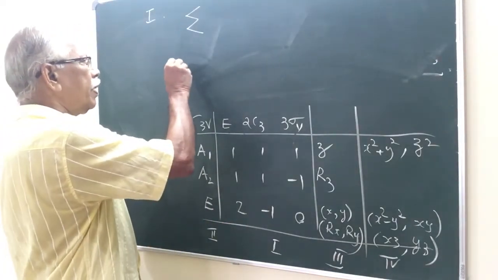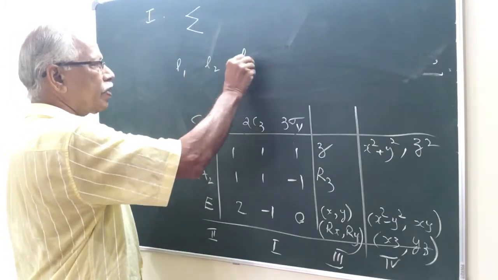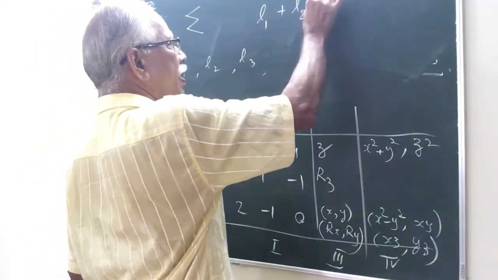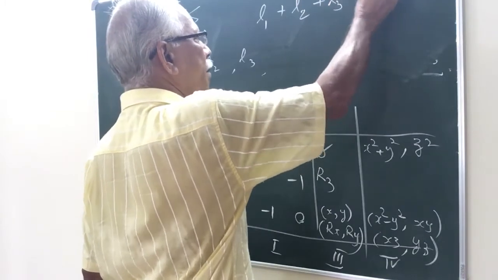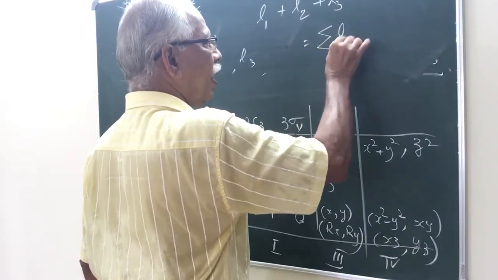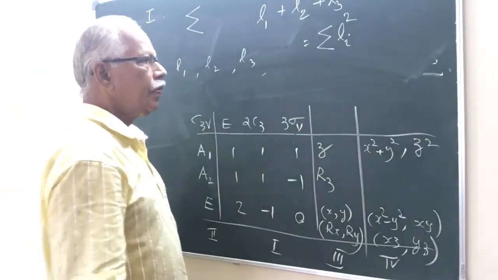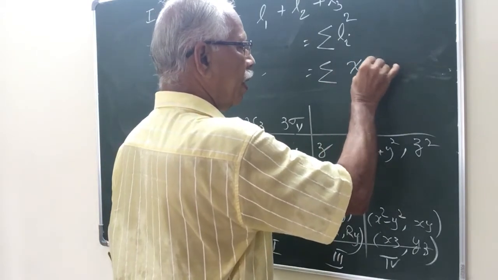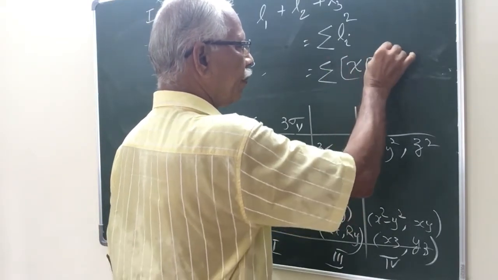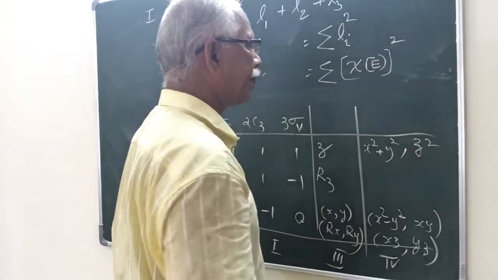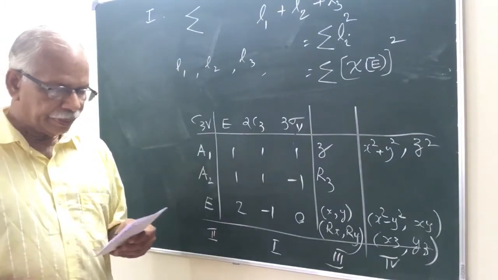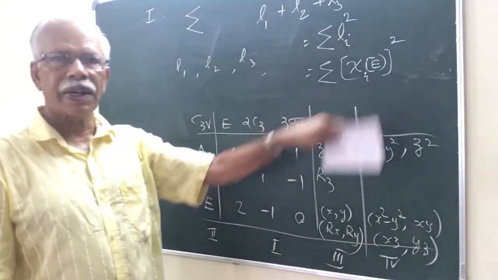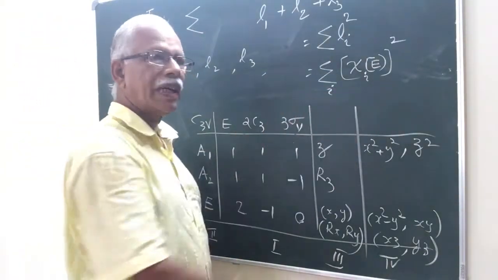Let the dimensions be denoted by L1, L2, L3, etc. So I will write it as L1 squared plus L2 squared plus L3 squared plus etc., which can be abbreviated as sigma Li squared, which can be further denoted as sigma character under identity operation squared. This is for a general irreducible representation. It is added over all the irreps.